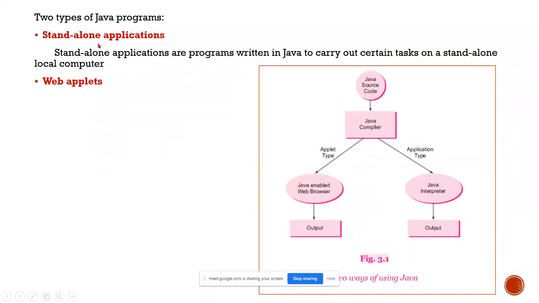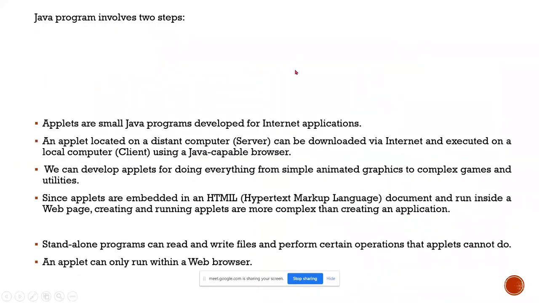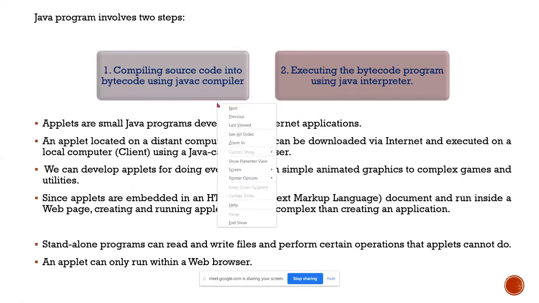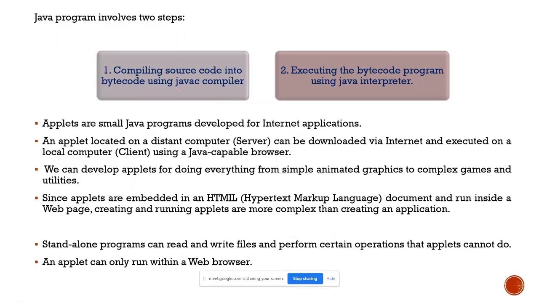So you have two types of Java programs, standalone applications and web applets. Java programs involve two steps: compiling source code to bytecode using the Java compiler, and executing the bytecode using the Java interpreter. So you have to compile the source code to bytecode and execute the bytecode program.